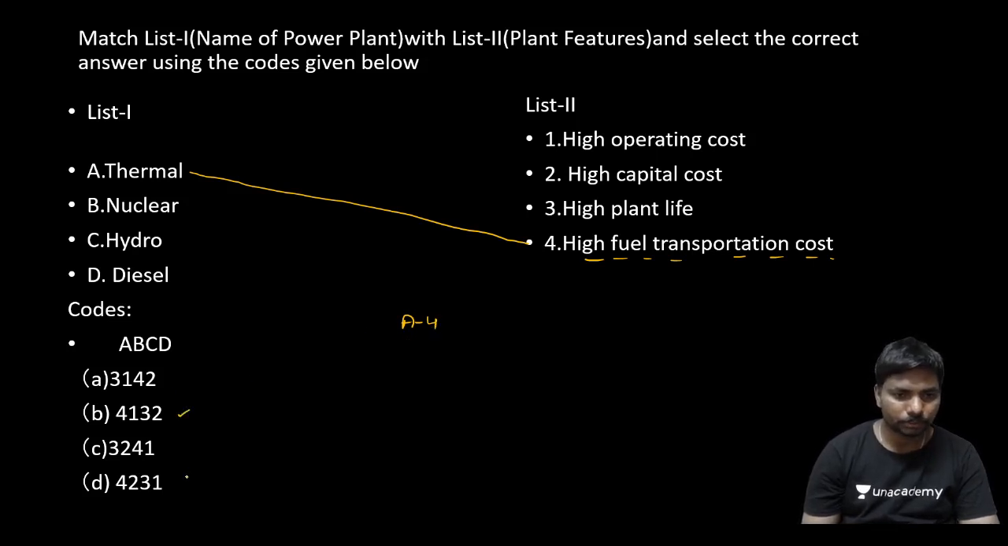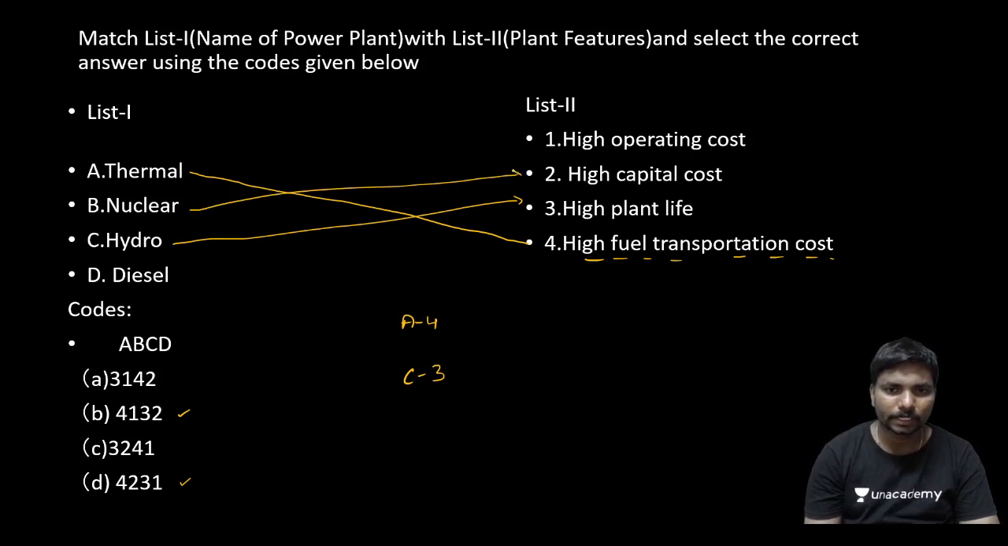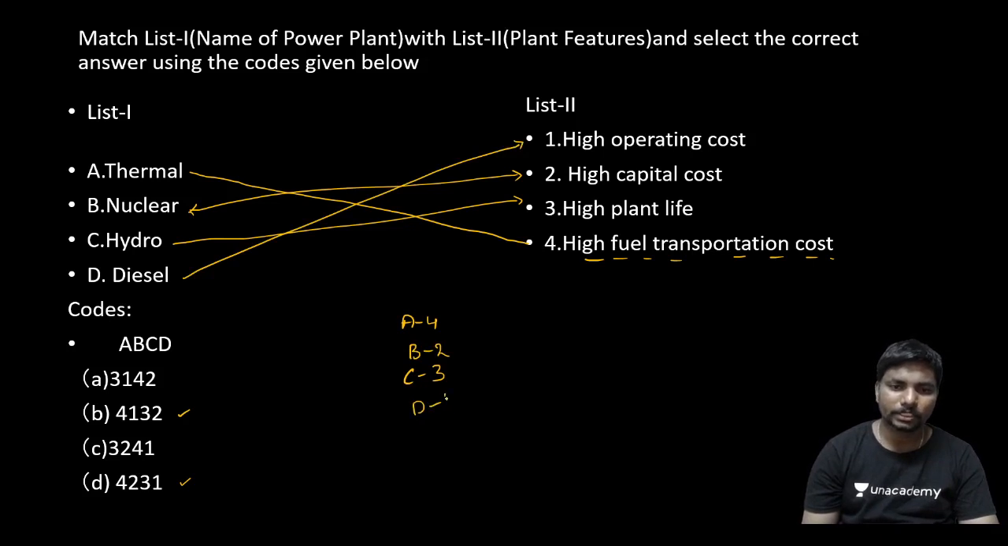For A4 we have two options. Among these, C3 is given: hydro, high plant life, yes, correct, C3. And the remaining nuclear, high capital cost to construct the reactor, the capital cost required is very high, so B2. And diesel cost is very high, the operating cost of the diesel power plant is very high, and this diesel power plant is generally used for backup supply.